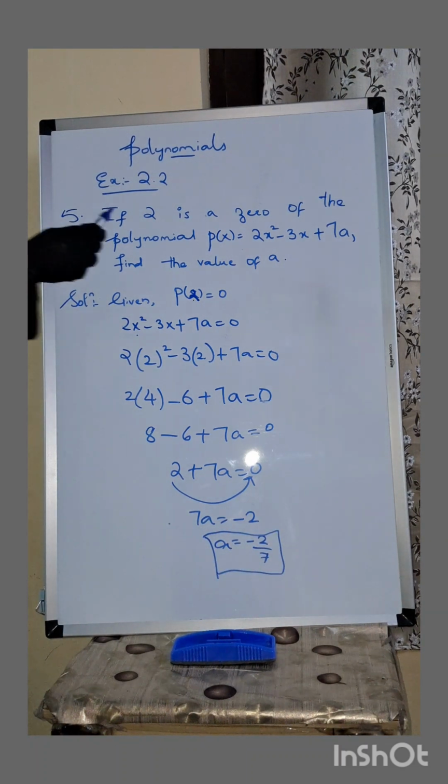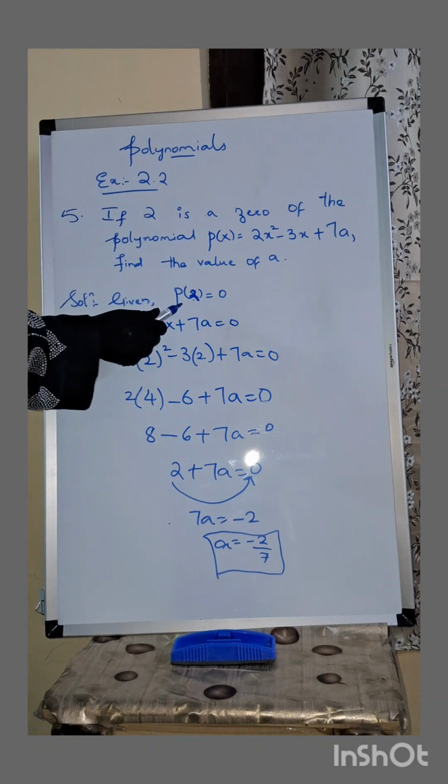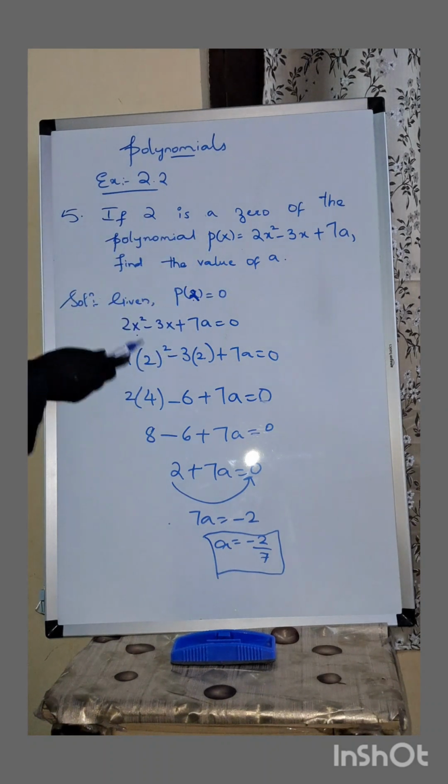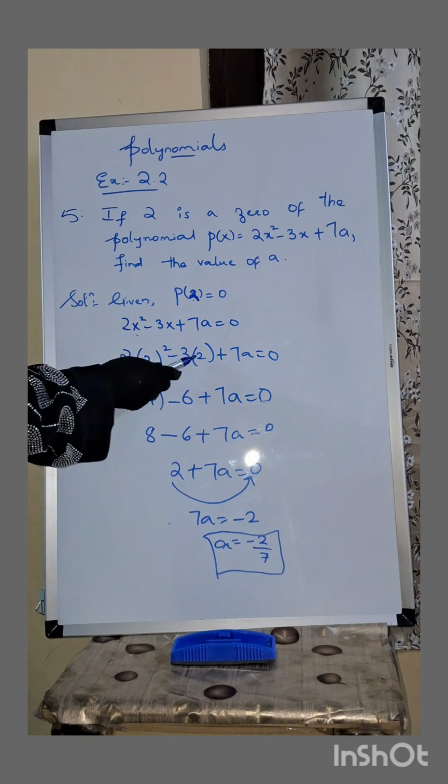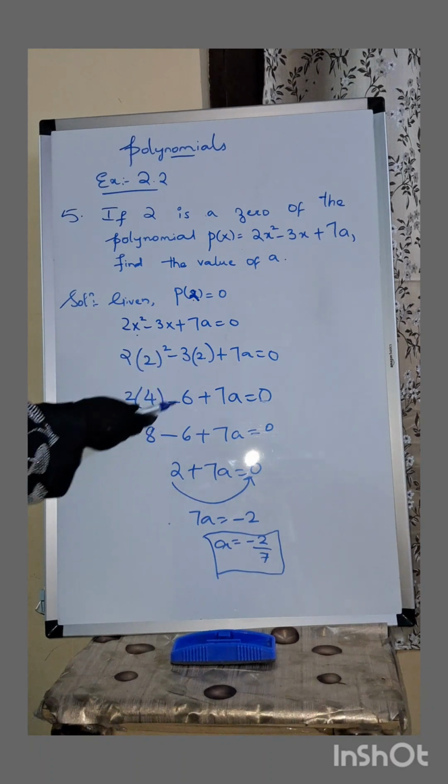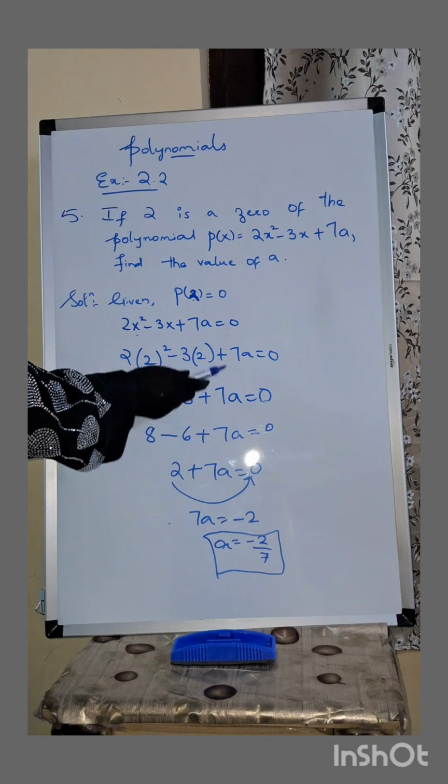So here in the question they said that p(2) is the 0 of the polynomial. That's why we said p(2) = 0. Here in the place of x we have to substitute 2. So 2 twos are 4, 3 twos are 6, 2 fours are 8, 3 twos are 6, plus 7a as it is.